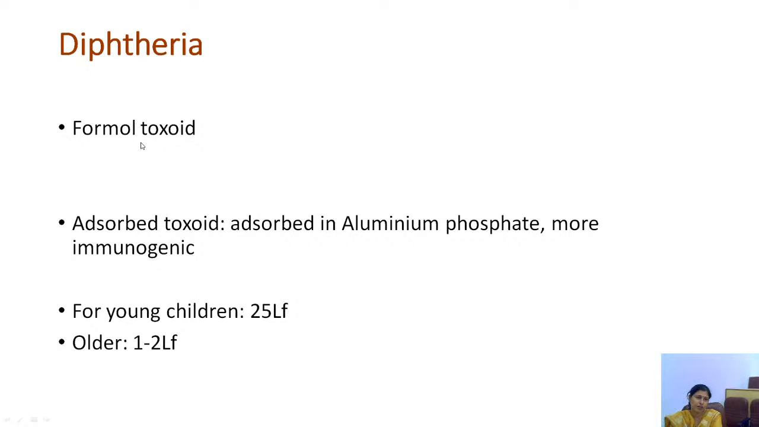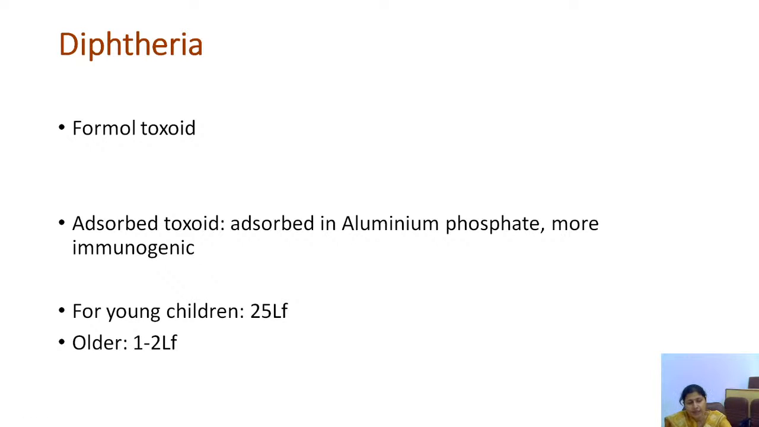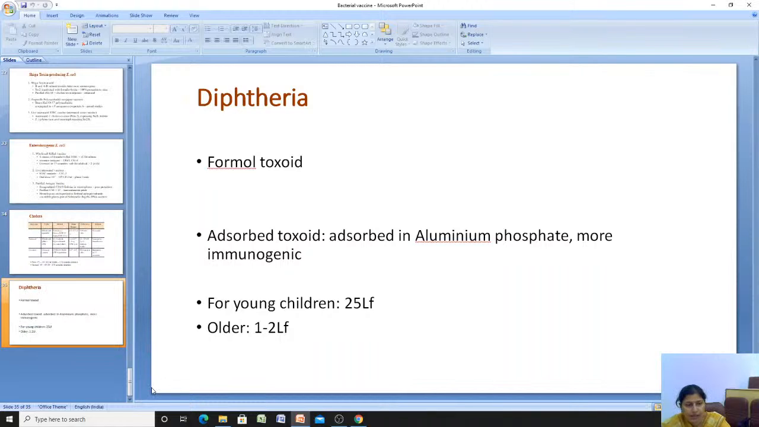Diphtheria formol toxoid is the inactivated diphtheria toxin, adsorbed on aluminum phosphate, and it was found to be more immunogenic. So DPT, as a part of your national immunization program, is given to young children at 25 Lf, the limit of flocculation unit, and in older ones it is given at 1 to 2 Lf. I think that's it. Any doubt, we can take some questions.